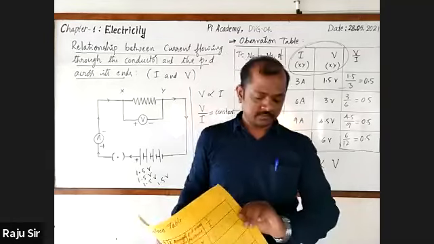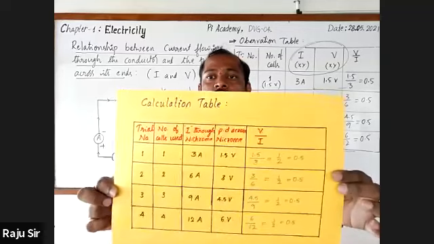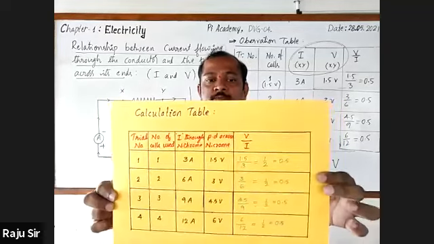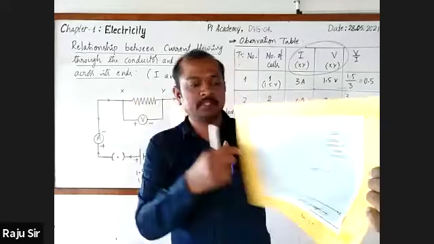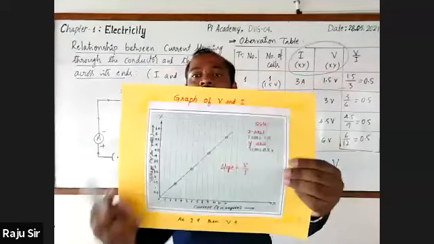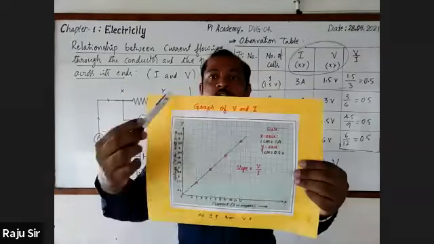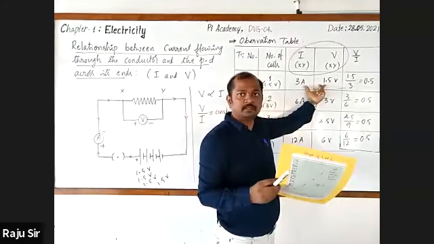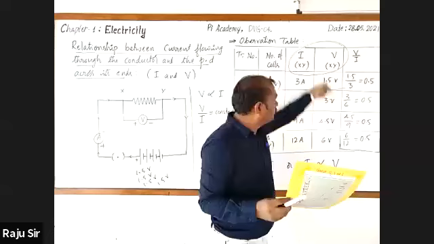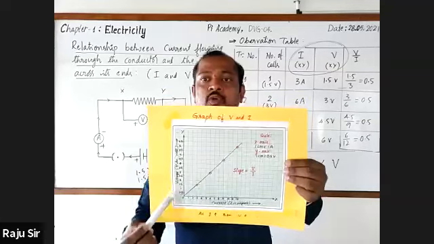just observe this chart. Look here. These are the readings that I have written. And with respect to these readings, here I have drawn the graph. Observe this graph. In this graph, I have taken current along the x-axis and voltage along the y-axis. With respect to current, voltage is changed. So, I have taken current along the x-axis and voltage along the y-axis.